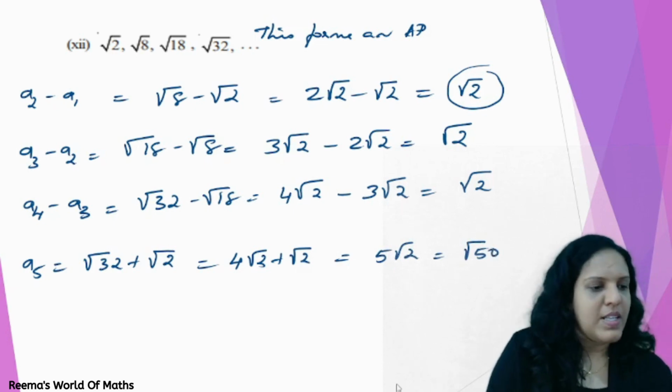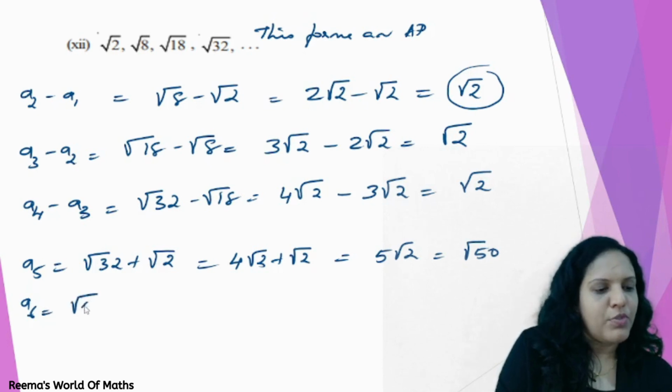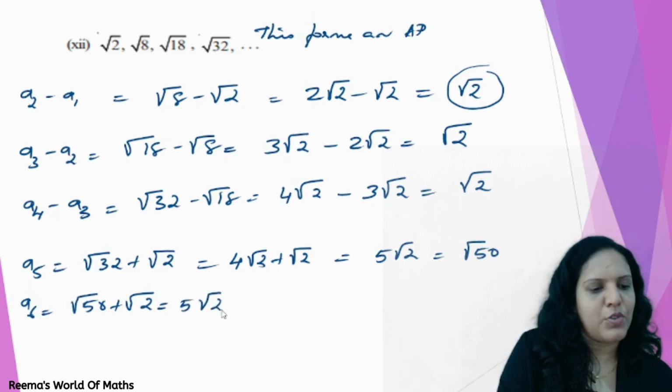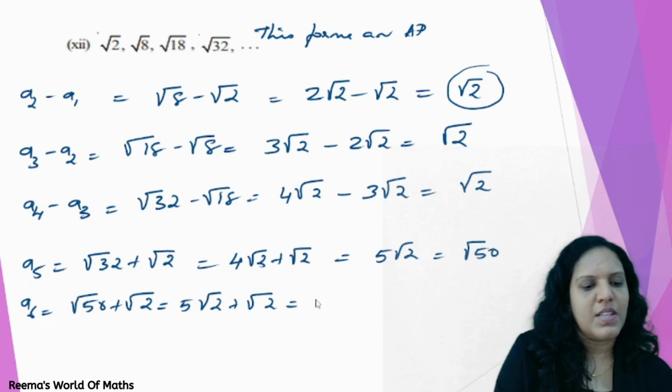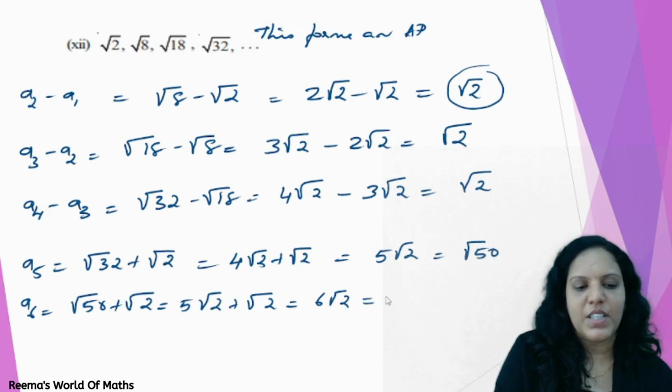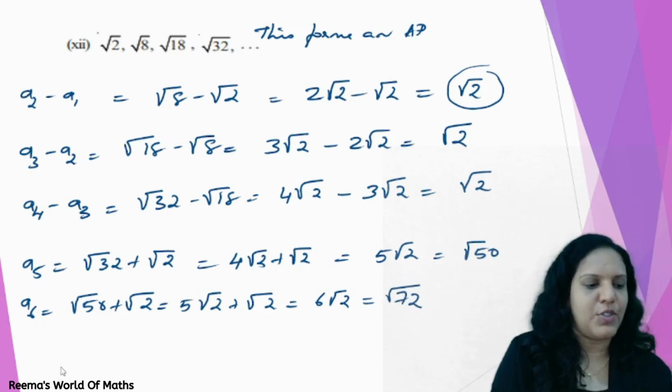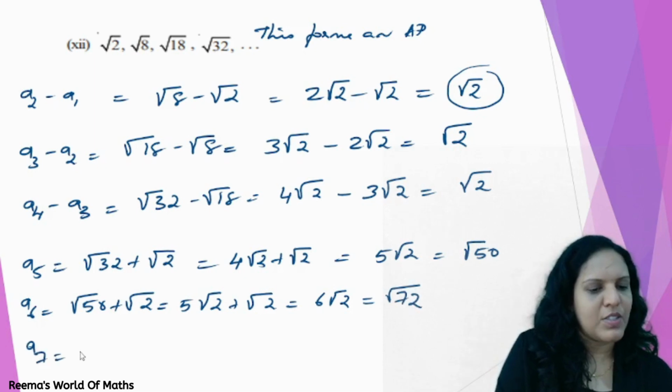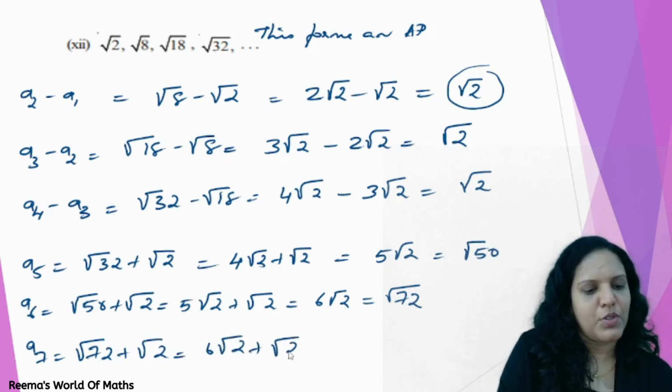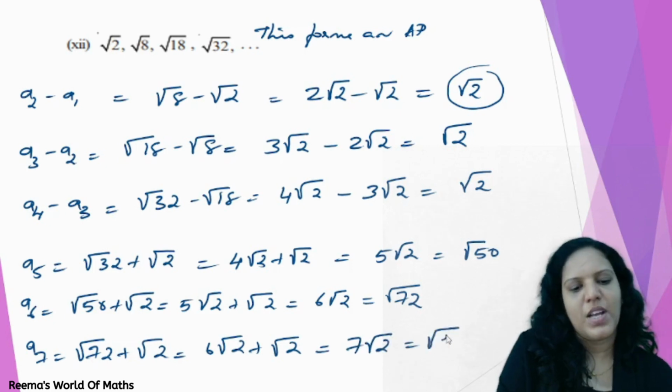Correct? Second one, A6 will be square root of 50 plus square root of 2. So that will be 5 square root of 2 plus square root of 2, so that is 6 square root of 2. So that is 36 times 2, which will give you 72, square root of 72. A7 will be square root of 72 plus square root of 2, which is 6 square root of 2 plus square root of 2, which is 7 square root of 2. So that is 49 times 2, that is square root of 98.